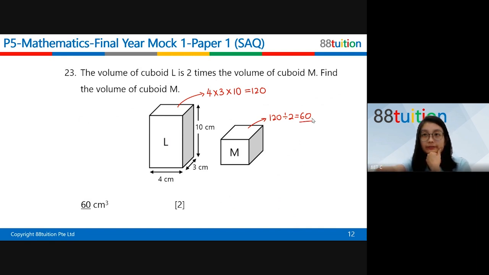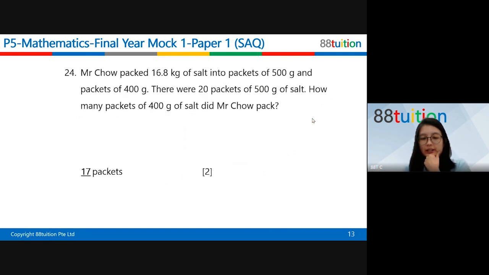Any question? Good. Mr. Chow packed 16.8 kg of salt in packets of 500 gram and packets of 400 gram. There were 20 packets of 500 gram. How many 400 gram packets are there? So this is testing your conversion. Okay, 16.8, you times 1,000 to convert it into grams. So it's 16800. One more 0 here.